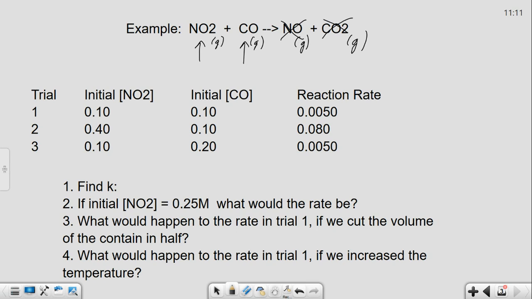Now, there are other ways to measure rate law. Both of them involve calculus and very complicated math. This is by far the easiest way to do it. So this is the only one we're going to look at in grade 12 chemistry.